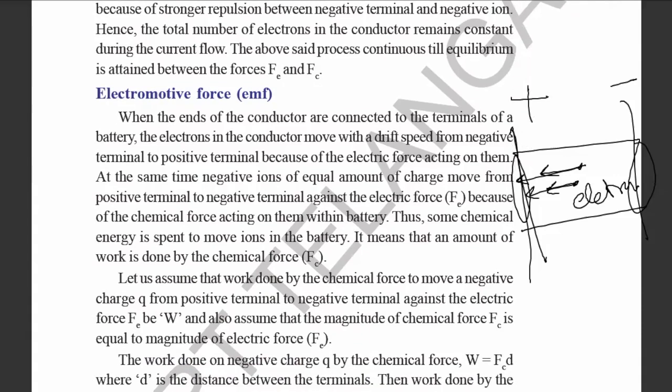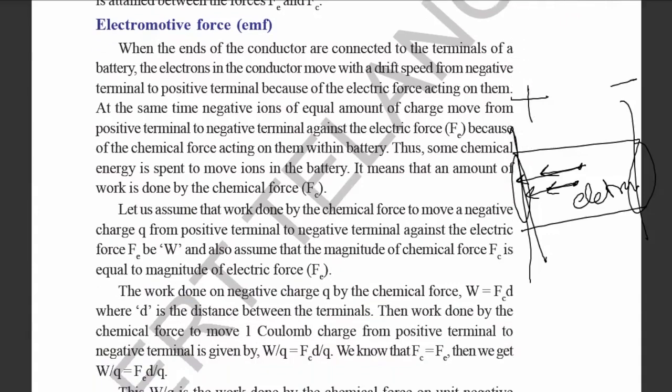And also assume that the magnitude of chemical force is equal to the magnitude of electric force. The work done on the negative charge by the chemical force is chemical force times distance, F_C × d, where d is the distance between the terminals. The work done by the chemical force to move 1 coulomb of charge from positive terminal to negative terminal is given by W/Q = F_C·d/Q. We know that chemical force equals electric force, so the work done is F_E·d/Q.